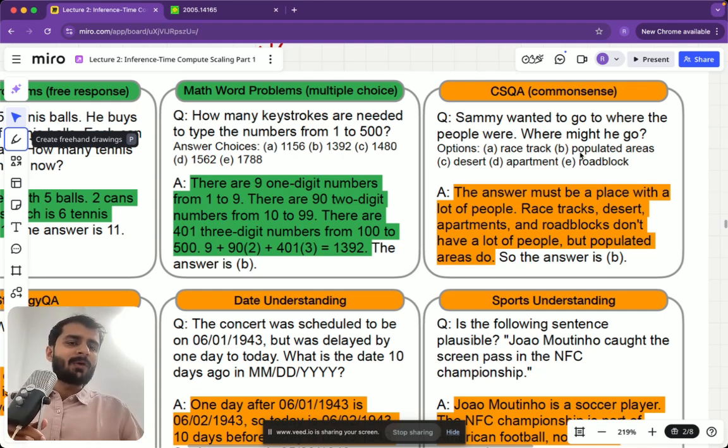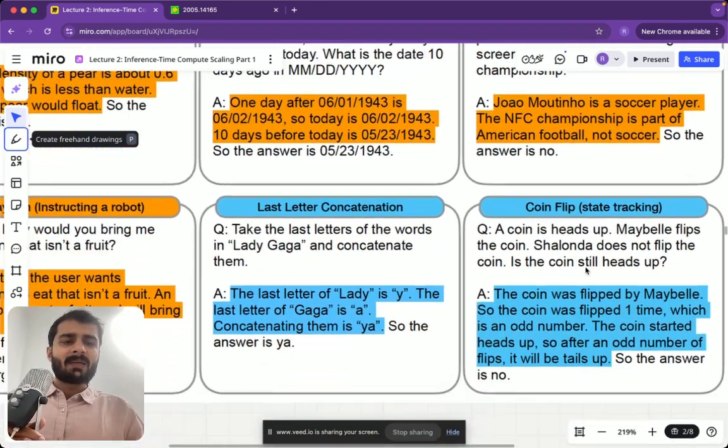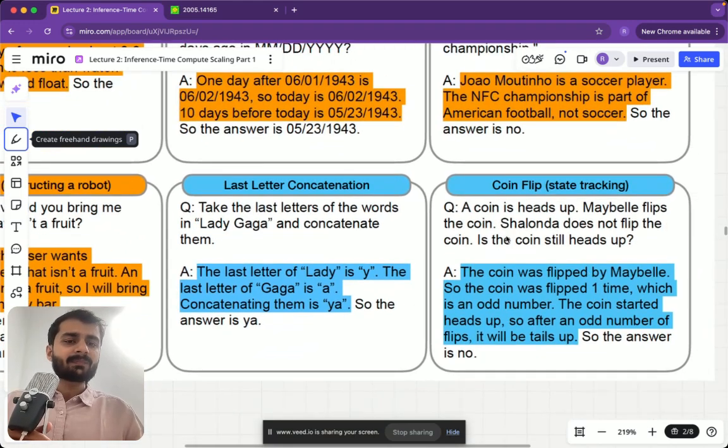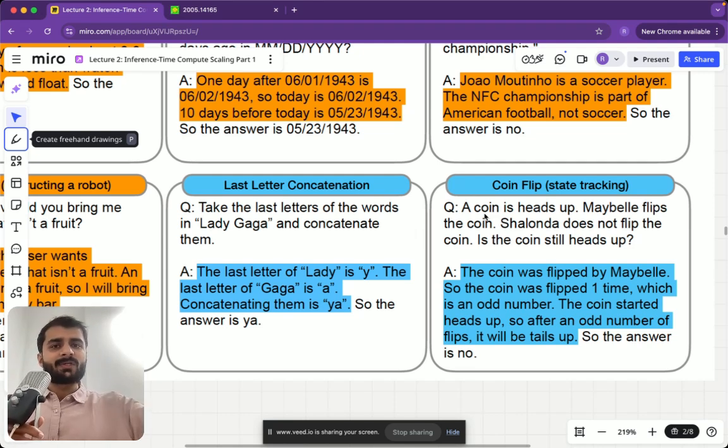So here you can see the chain of thought which we are mentioning in the prompt before we give the final answer. We are not directly mentioning the final answer over here. Let's look at another example which is in the symbolic reasoning category. A coin is heads up. Mabel flips the coin. Shalonda does not flip the coin. Is the coin still heads up? The coin was flipped by Mabel, so the coin was flipped one time, which is an odd number. The coin started heads up, so after an odd number of flips, it will be tails up, so the answer is no. So here also we are asked a question and then we know the answer, but we are not only giving the answer, we are giving the chain of thought which leads the LLM to the answer.